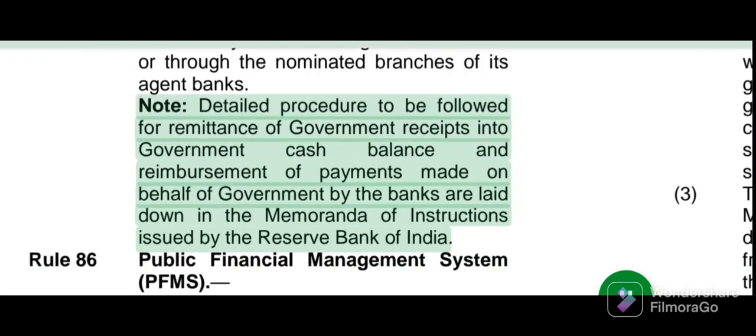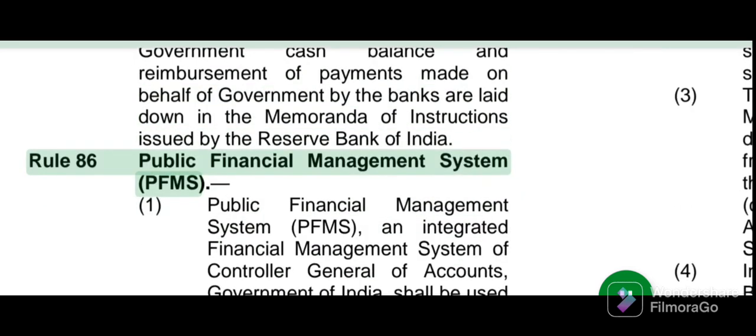Note: Detailed procedure to be followed for remittance of government receipts into government cash balance and reimbursement of payments made on behalf of government by the banks are laid down in the Memoranda of Instructions issued by the Reserve Bank of India. Rule 86: Public Financial Management System (PFMS).